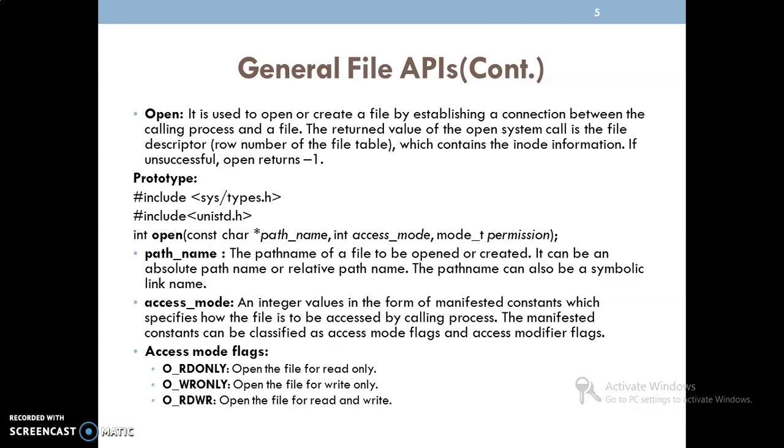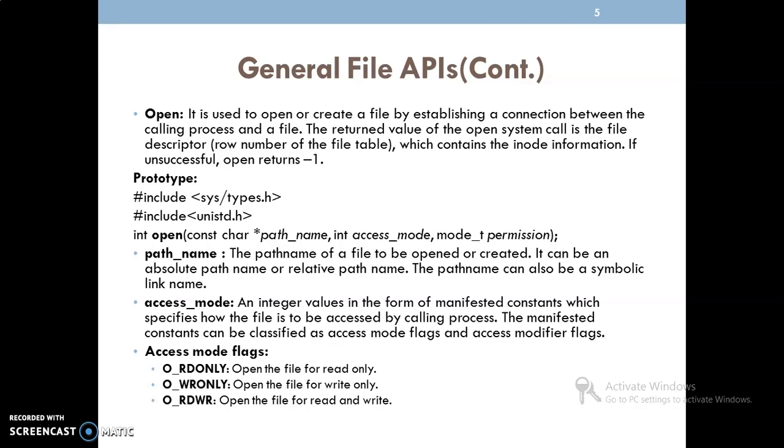The return value of the open system call is a file descriptor, which will contain the inode information, nothing but all file attributes of that particular file. If it is unsuccessful, it returns -1. So here you have one question: what do you mean by file descriptor? File descriptor is nothing but an integer value which is used to identify a particular file.